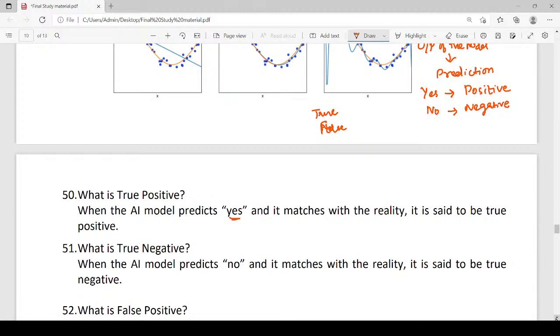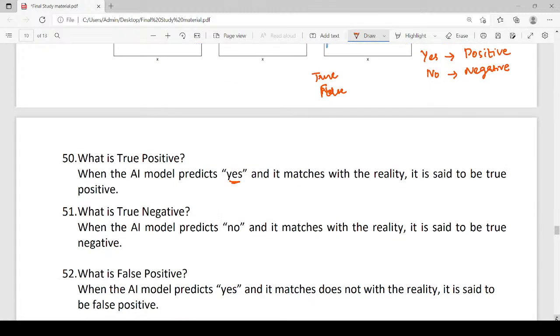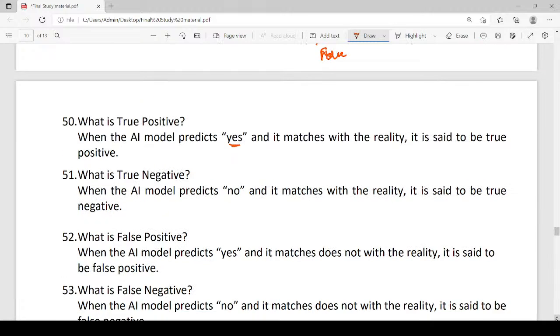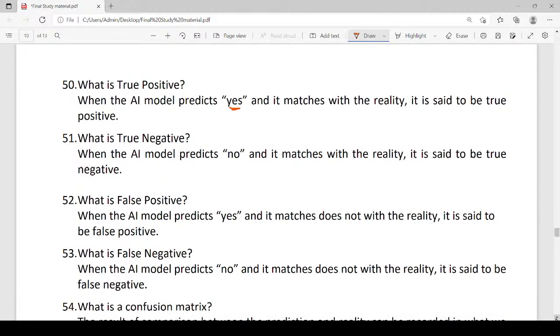Now what is false positive? The machine's prediction is yes and it is not matching with the reality. Machine says yes, there is forest fire. You go there and check, it is not there. So that is false positive. And the last one, false negative, when the machine says no and it does not match with the reality. The machine says there is no forest fire, but in reality there is forest fire. That is false negative.